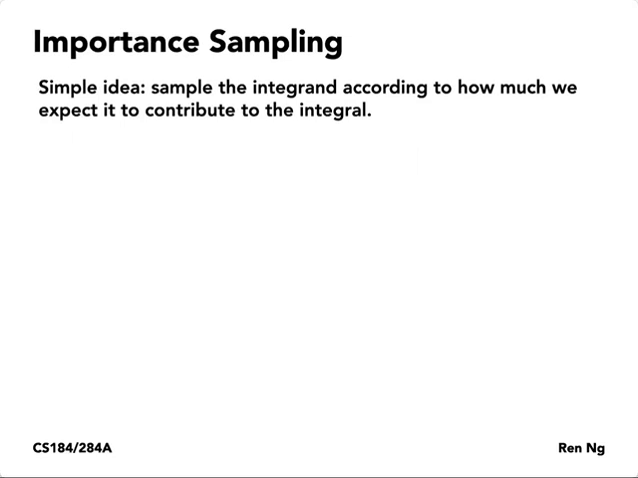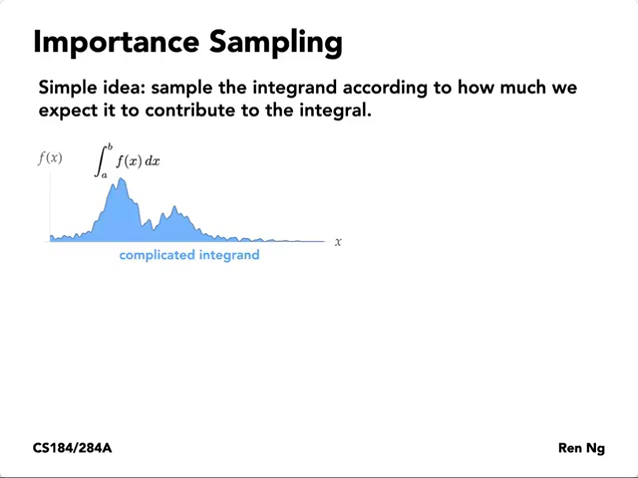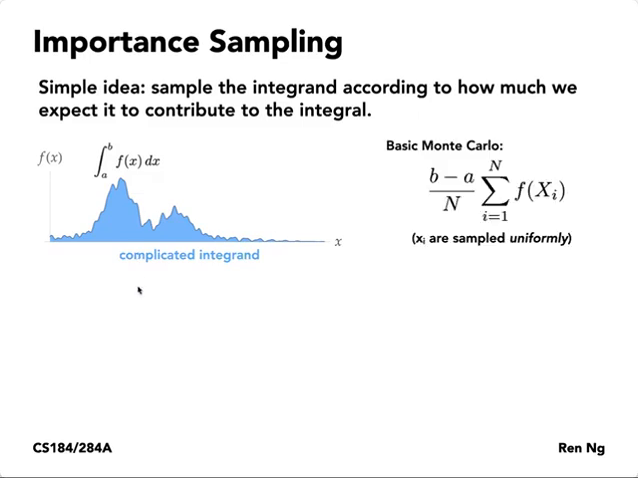We want to sample the integrand according to how much we expect it to contribute to the integral. More specifically, we want to sample the integrand where the integrand is big, okay, where the function has large values, because that is where it's going to contribute to the integral. Okay, let's look at a cartoon. Let's say we have an f of x here. Okay, it's kind of like this bumpy complex function, integral a to b f of x dx. And the basic Monte Carlo estimator, as we talked about, would just sample this uniformly.